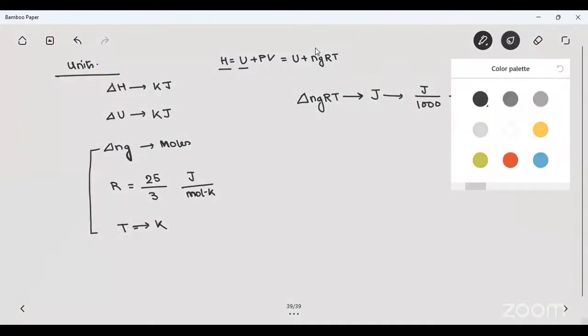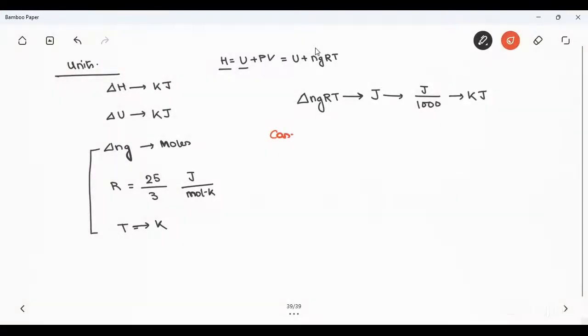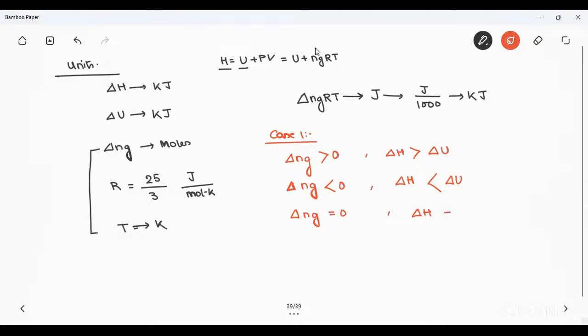One more thing I have to teach you now. Case 1: if delta Ng is greater than 0, then our delta H will be greater than delta U. Case 2: if our delta Ng is less than 0, then our delta H will be less than delta U. If our delta Ng is equal to 0, then our delta H will be equivalent to delta U. Is this part clear? These are the 3 things.